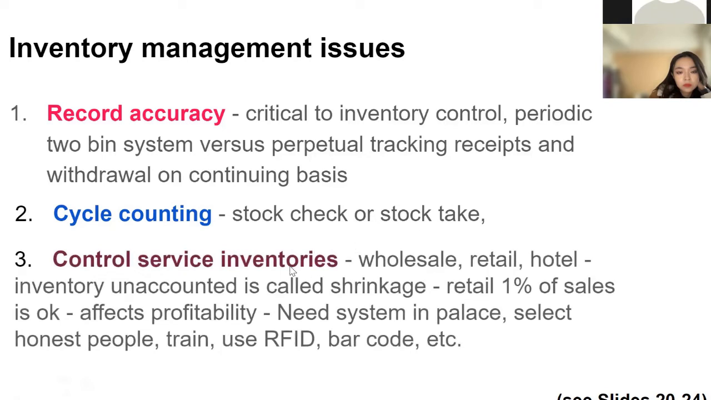Another difficult area, in hotels or in retail, maybe not in Japan. In Japan, maybe it is not a big problem, but in our countries, they have this concept called shrinkage, inventory unaccounted. When we say inventory unaccounted, that means this. For example, you go to a supermarket in Japan.